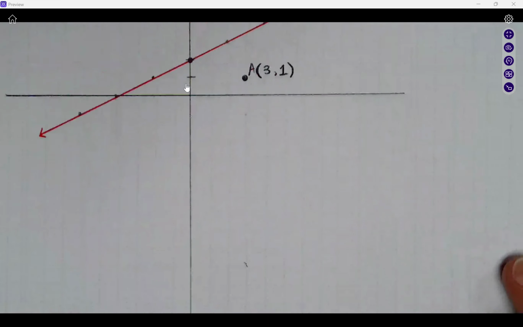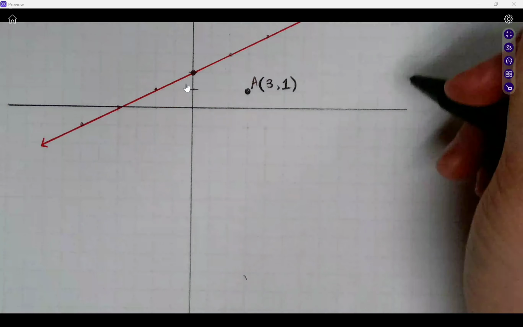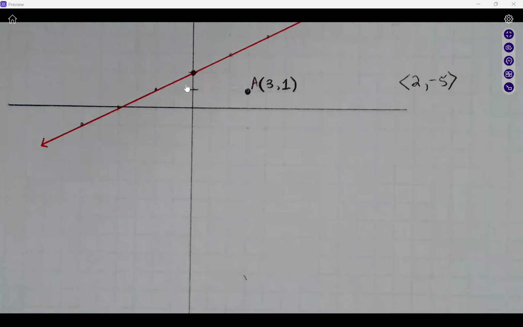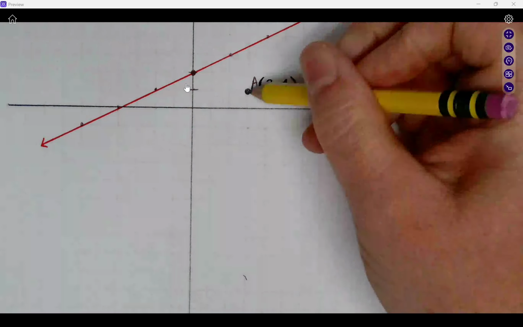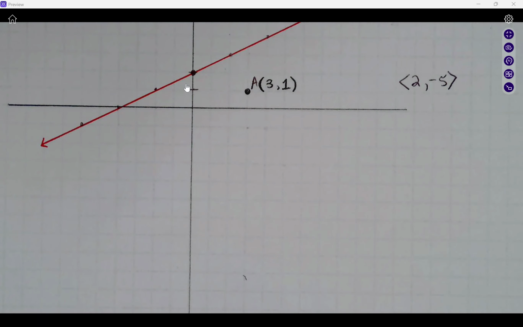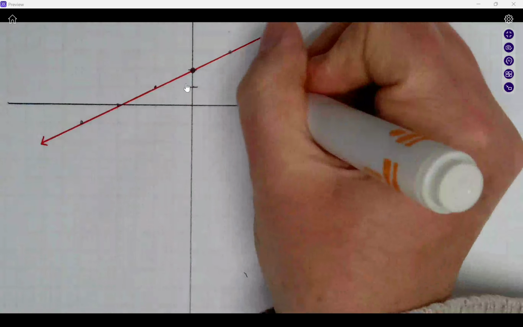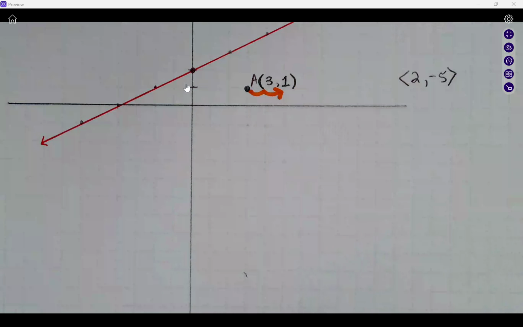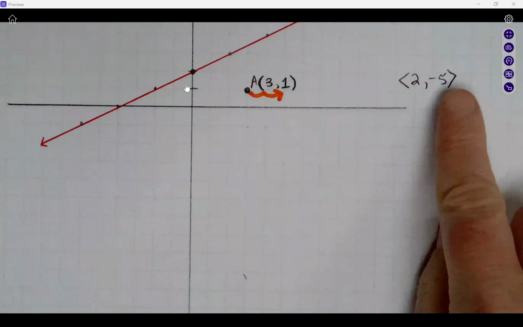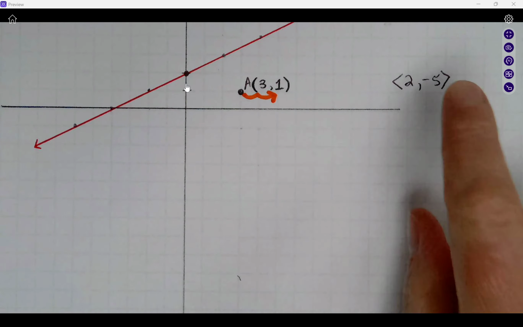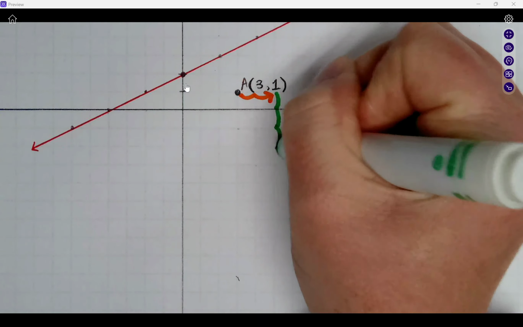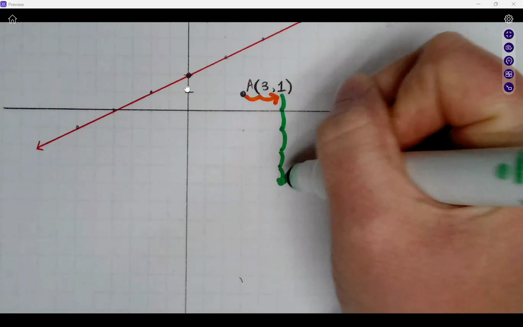To physically translate point A along the vector 2, -5, we need to first start off at our point, and we're going to move over 2 units to the right because we have +2 as our x-coordinate. And then because our y-coordinate of the vector, the translation vector, is negative, we are going to move down 1, 2, 3, 4, 5 units.